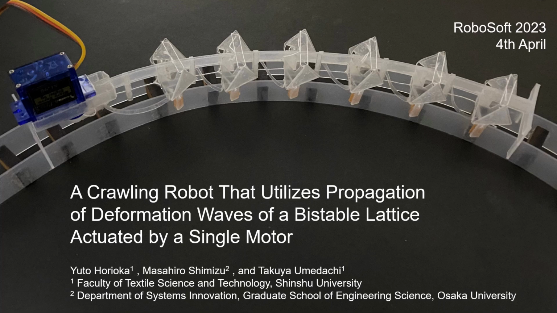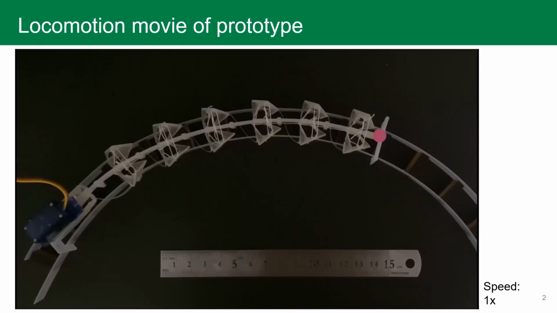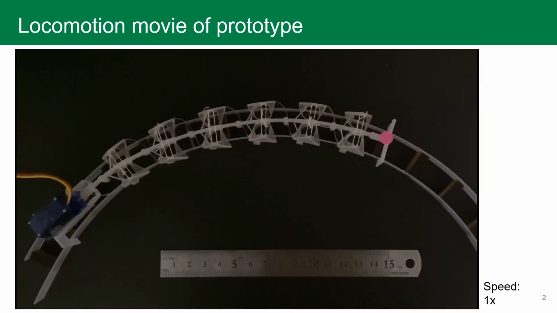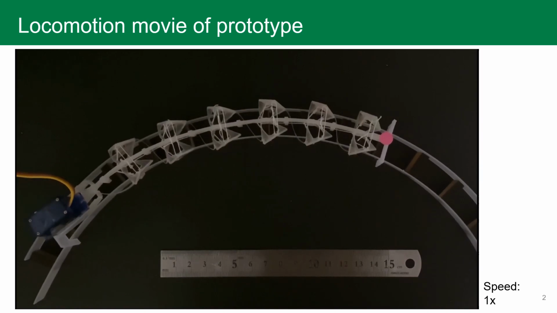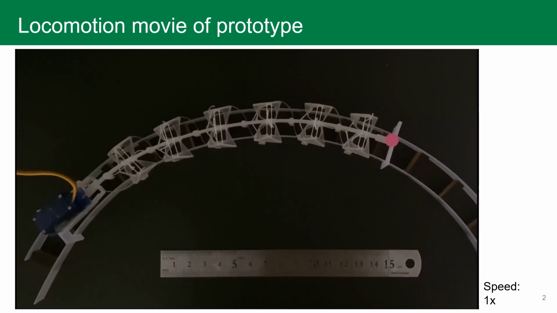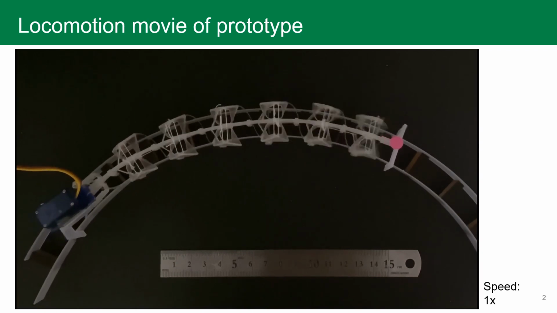Today, I will talk about a topic entitled A Crawling Robot that utilizes propagation of deformation waves of a bistable lattice actuated by a single motor. This is a robot which is producing crawling locomotion driven by one servo motor on a curved rail. I would like to explain why and how we built this.